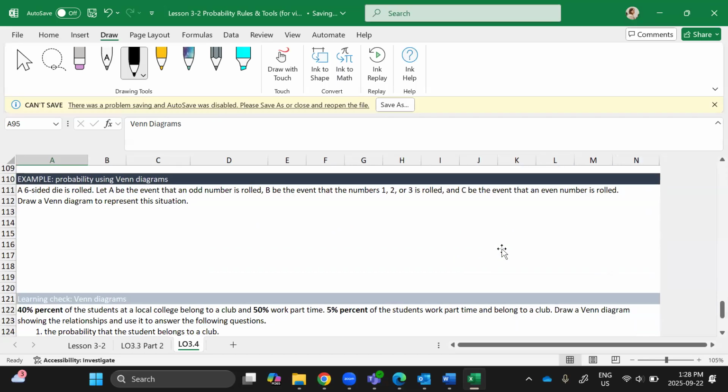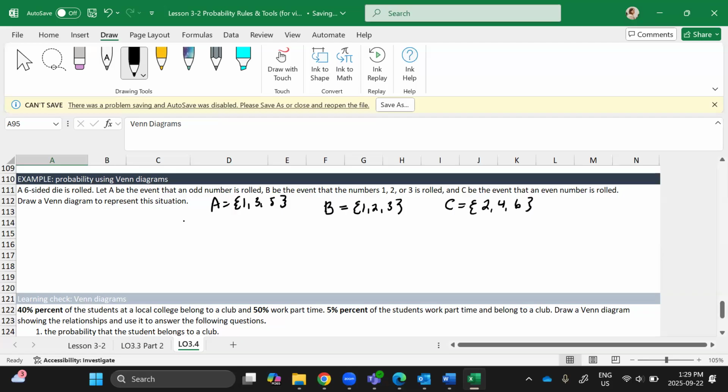So let's do a Venn diagram representation together for an example that we looked at previously: A is the event an odd number is rolled, B is the event the number 1, 2, or 3 is rolled, and C is the event that an even number is rolled. So back to our examples using dice, because those are some of the ones we're most familiar with. If A is odd, that'd be 1, 3, or 5. B is 1, 2, or 3. And C is even, 2, 4, 6.